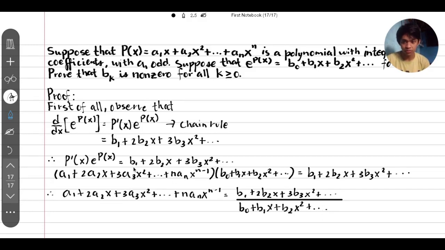Now that we have this, we can manipulate it and prove the claim by relating the a sub 1 up to a sub n coefficients to the b sub k coefficients. Observe that if I let x equal 0, then the terms other than a sub 1 will vanish, as well as in the numerator and the denominator on the right. Therefore, by doing so, let us proceed.